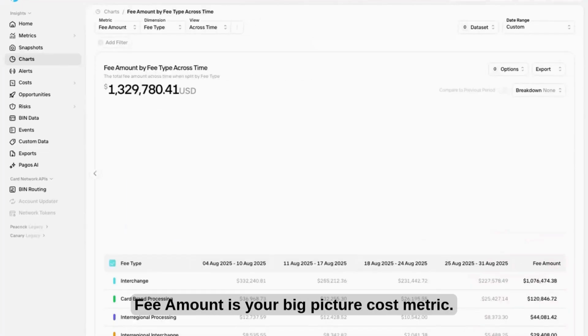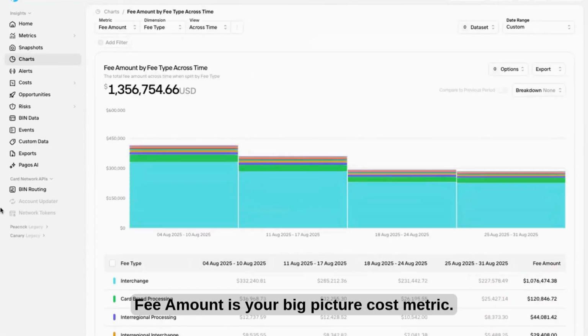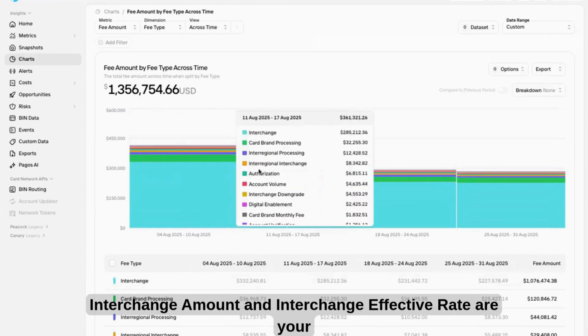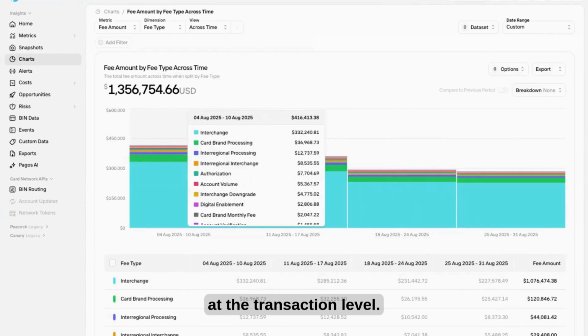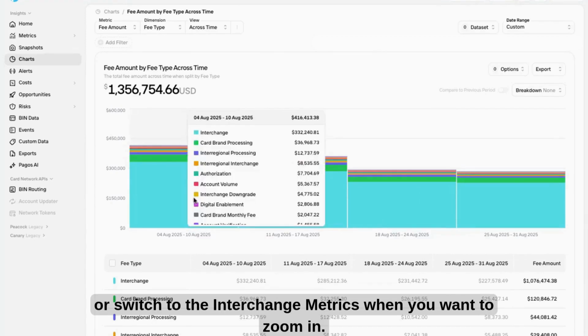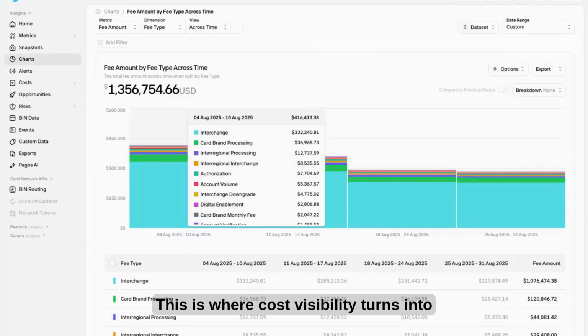To summarize, fee amount is your big picture cost metric. Interchange amount and interchange effective rate are your precision tools for understanding network cost at the transaction level. Use charts when you want flexibility, exploration, and analysis you can save and revisit. For all your cost questions, go to charts, start broad with fee amount, or switch to the interchange metrics when you want to zoom in. This is where cost visibility turns into real insight.